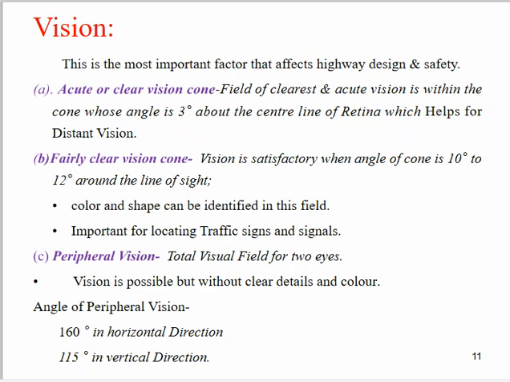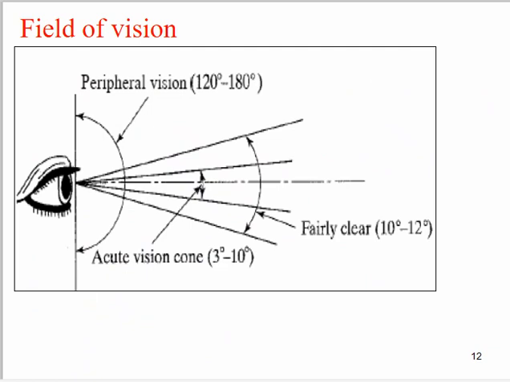Peripheral vision is the total visual field for the two eyes. Vision is possible, but without clear details and colors. The angle of the peripheral vision in the horizontal direction is 160 degrees, whereas in the vertical direction it is 115 degrees. As you can see from the figure, the peripheral vision is the eye vision with an angle of 120 to 160 degrees, whereas acute vision is within the angle of 3 to 10 degrees, and fairly clear vision comes with a total range of 10 to 12 degrees of a human eye.